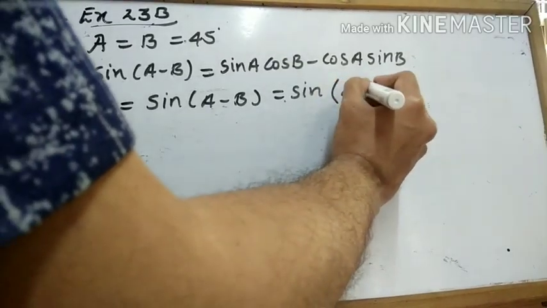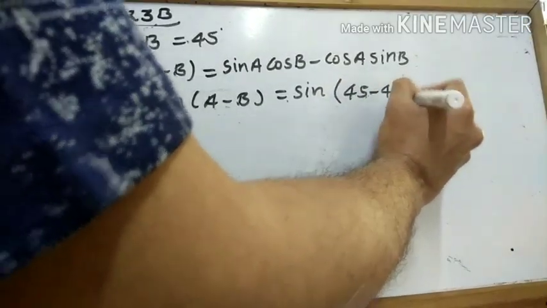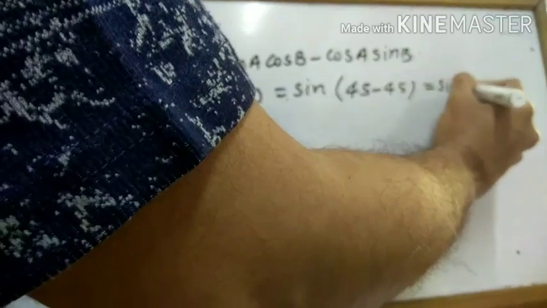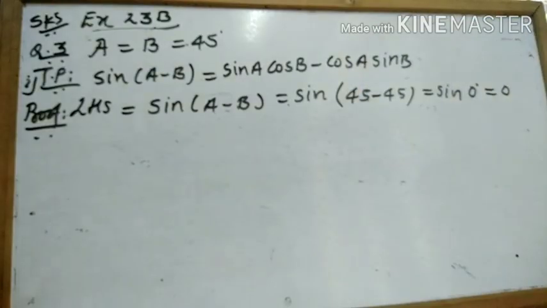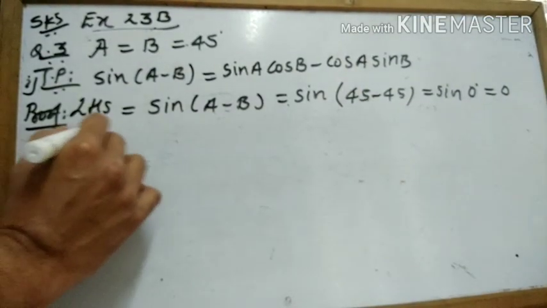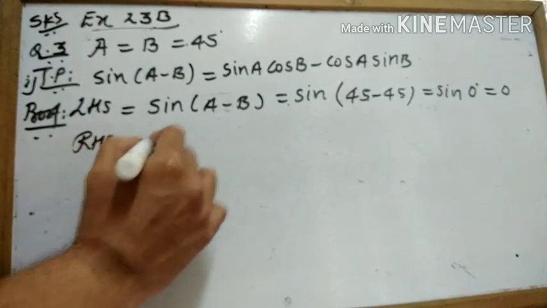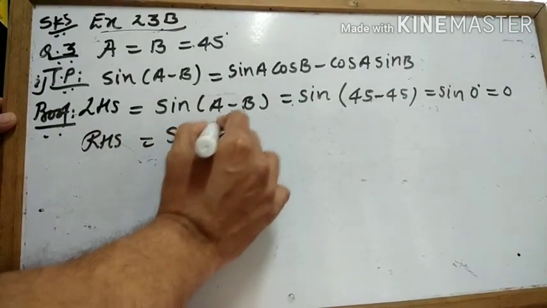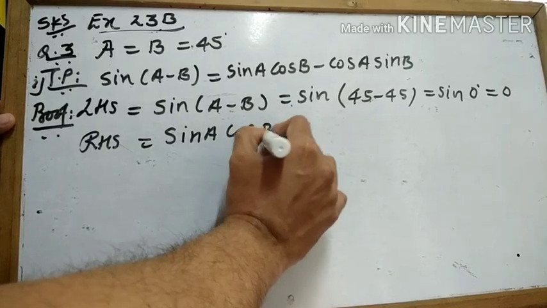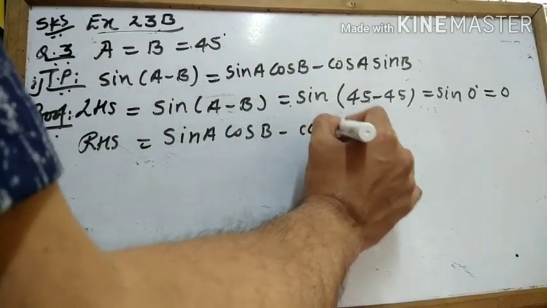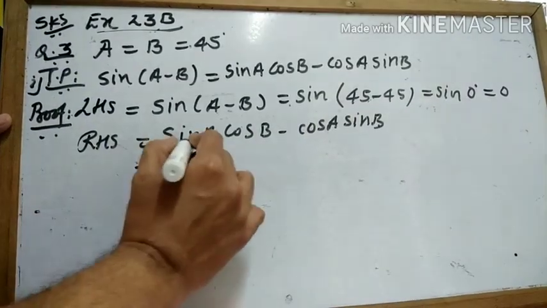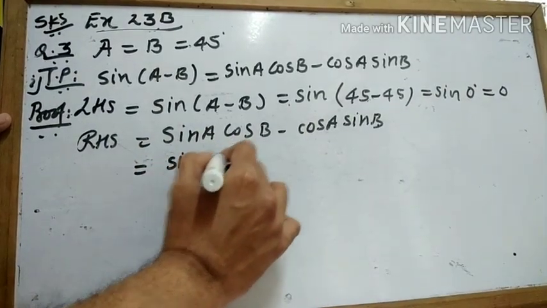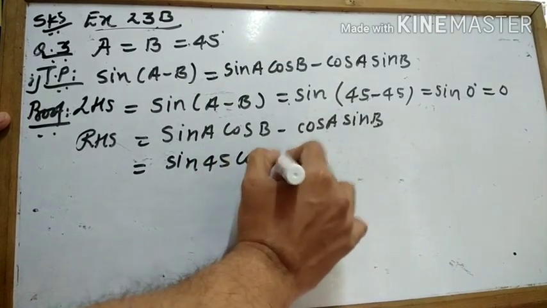If you remember, this is a bracket, so I have to complete the bracket operation first. 45 minus 45 is 0. Sine 0 is 0 from the tabular values. I will look at RHS, which is equal to sine A into cos B minus cos A into sine B. Sine A is sine 45. Cos B will be cos 45.